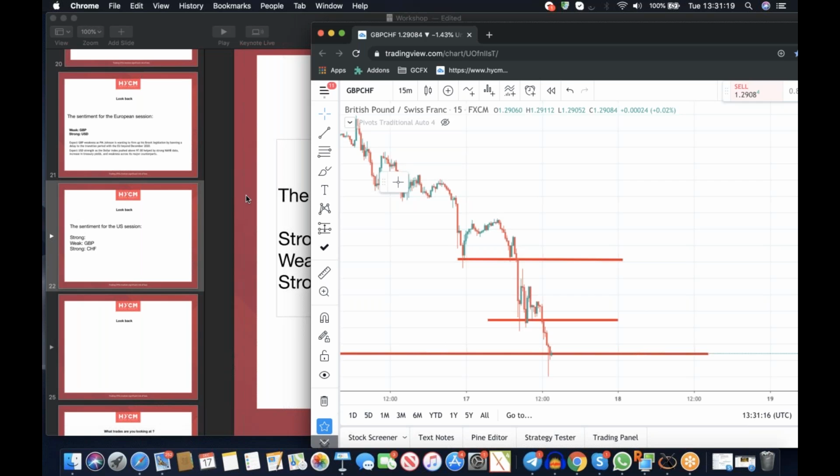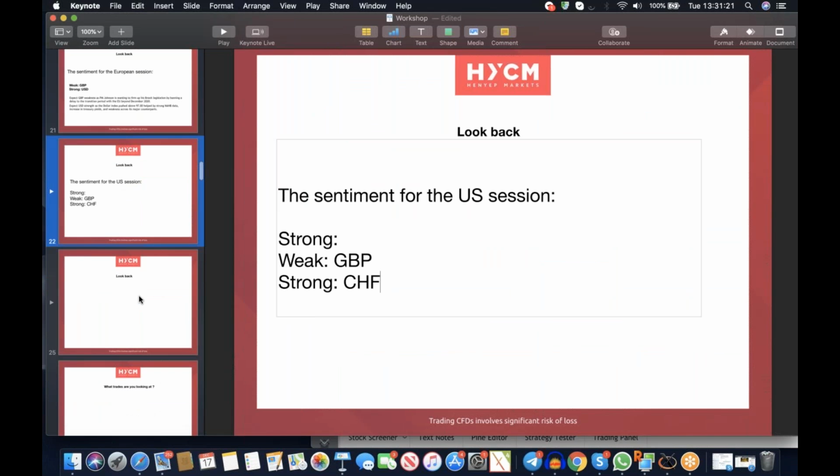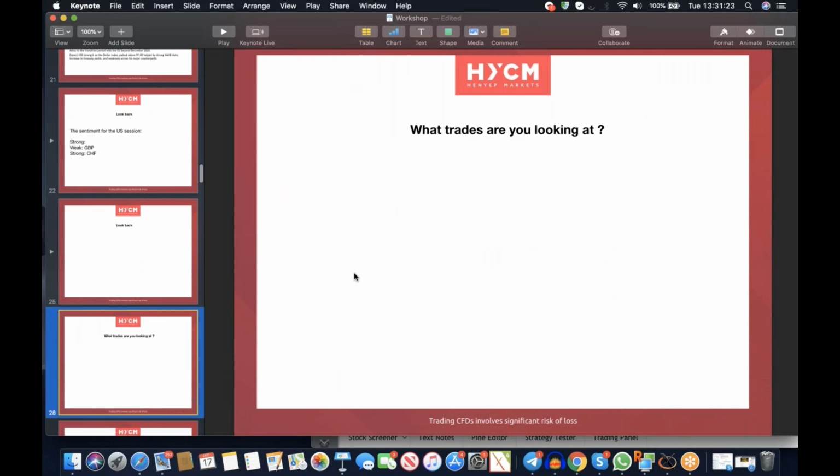So that's what I'm looking at. That's the currency pair I'm looking at. What trades are you looking at? I'm just going to check the questions now to see if there are any questions, to see if any trades that you guys are looking at. Give you guys a second.